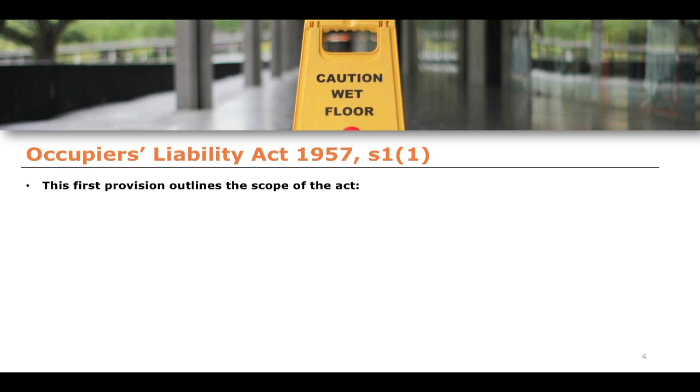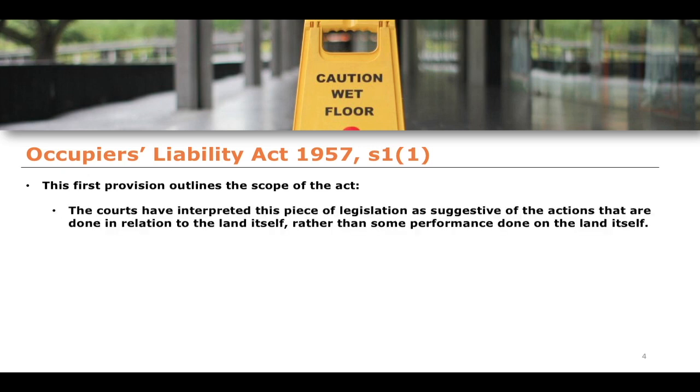So this first provision outlines essentially the scope of the legislation. The courts have interpreted this piece of legislation as suggestive of the actions that are done mainly in relation to the land itself, rather than necessarily some performance that is done on the land itself. So it is something that is done in relation to the land itself, and we shall see how this actually operates when we look at occupiers' liability cases and how occupiers' liability has been discussed and dealt with in the case law and the kinds of factual circumstances by which occupiers' liability relates.